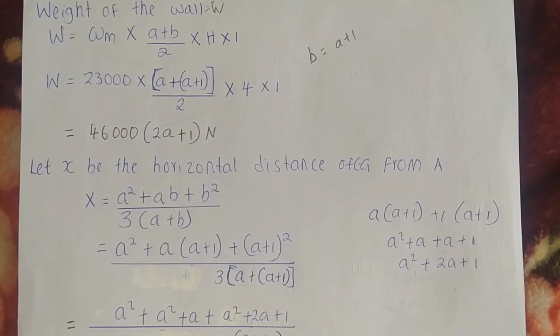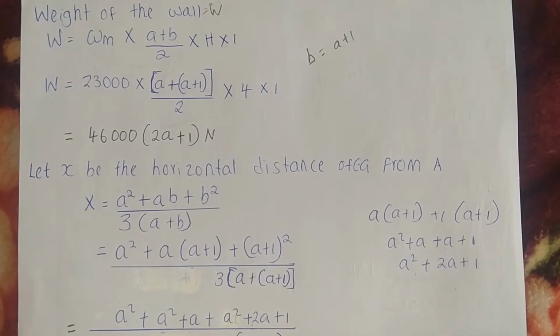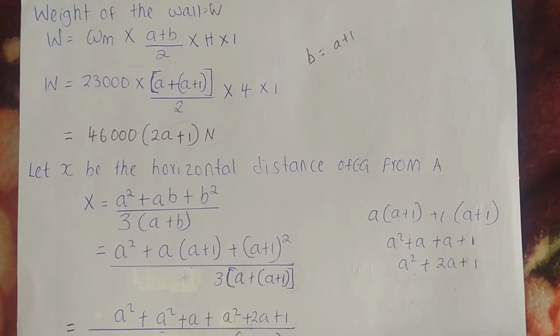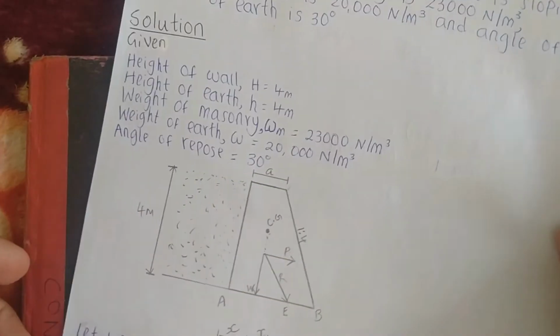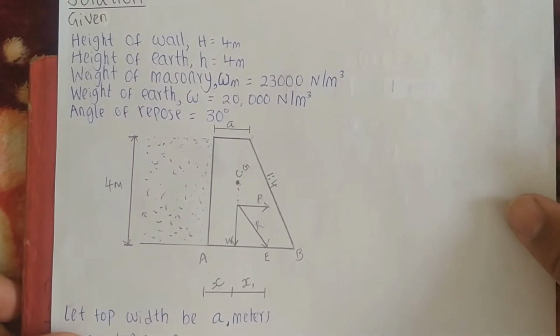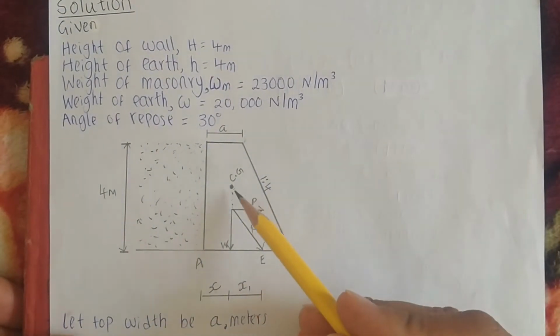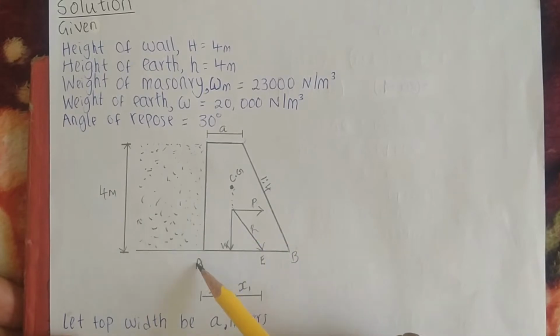And then we shall let X be the horizontal distance of COG, center of gravity, from A. So you can have a look at the sketch here. This is our center of gravity, and this is our A. From A to the center of gravity, we shall label it as X.